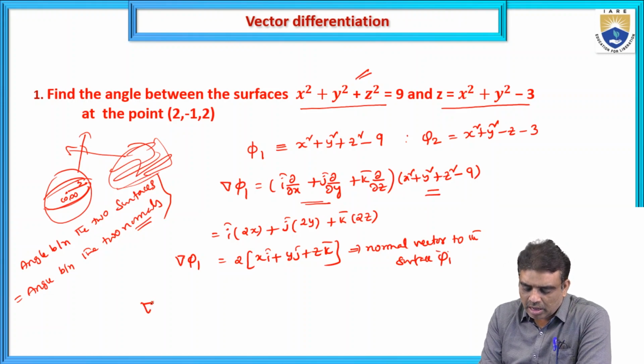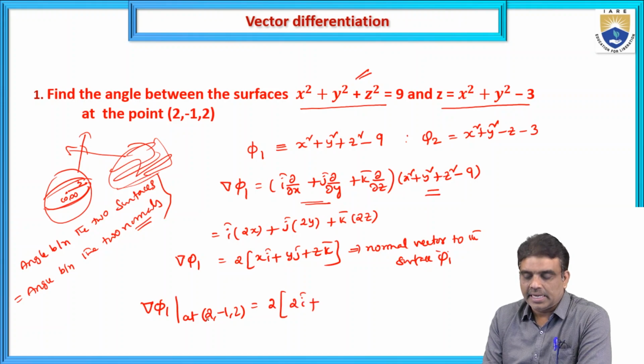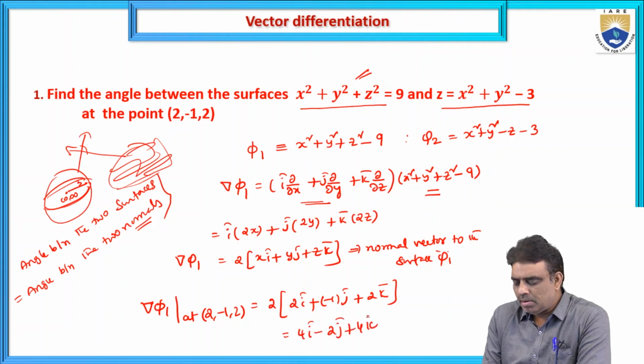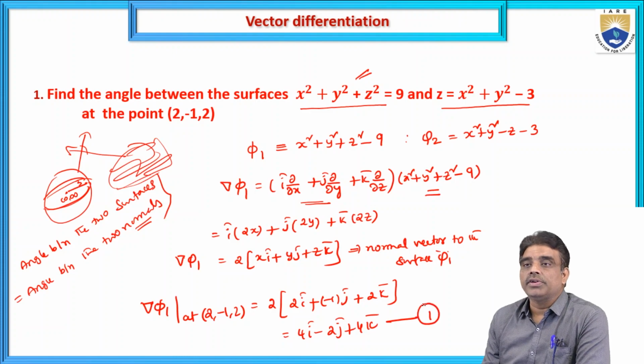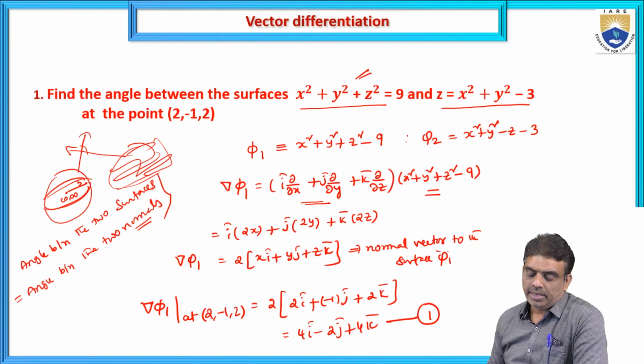Now I want to find the normal vector grad phi 1 at the point (2, -1, 2). Grad phi 1, that is the normal vector to the surface at this point. So that is 2 into, this is 2 i bar, replacing x for 2, and y for minus 1 into j bar, plus z means 2 k bar, that is equal to 4 i bar minus 2 j bar plus 4 k bar, and call this equation number 1. Grad phi 1 is the normal vector to the surface at the point (2, -1, 2).